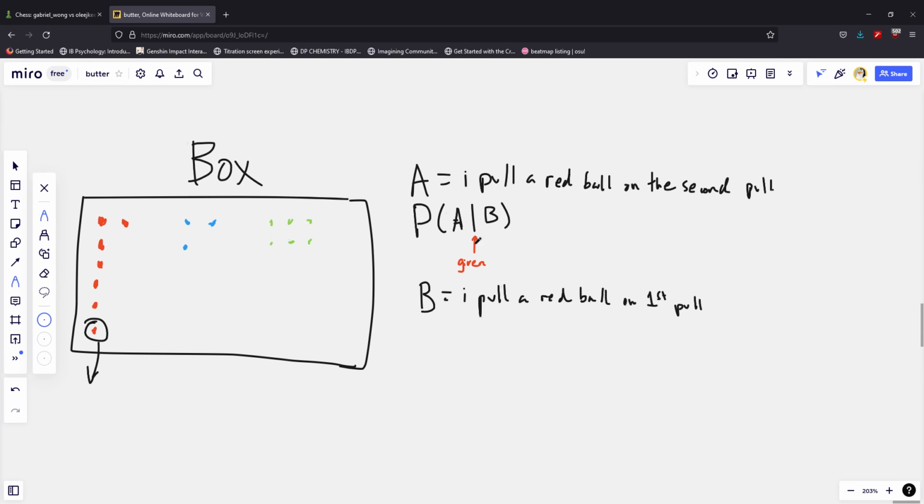So now this makes sense. The probability that I pull a red ball on the second pull, given that I've already pulled one on the first pull, now we can calculate. We know that this ball is gone. We have 6 over 15.